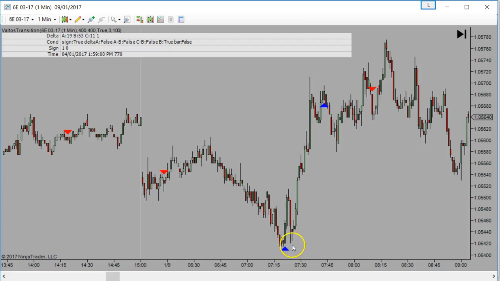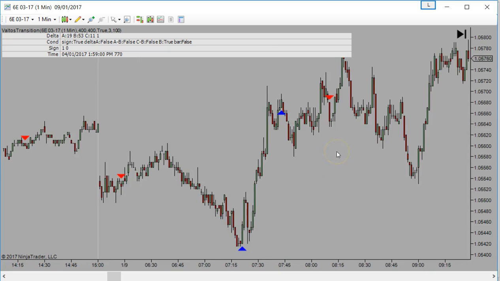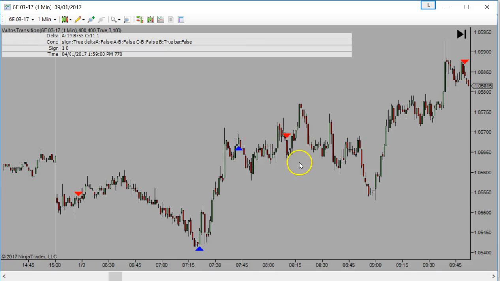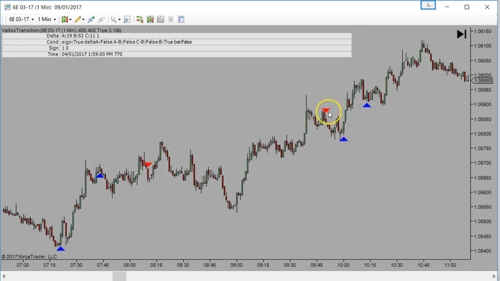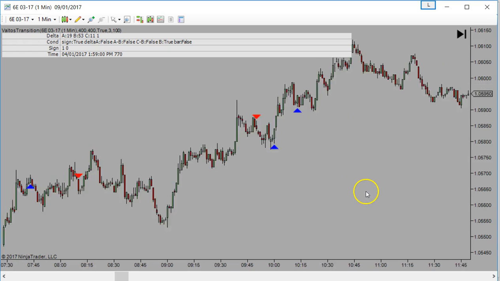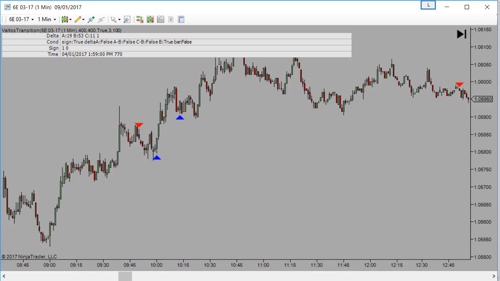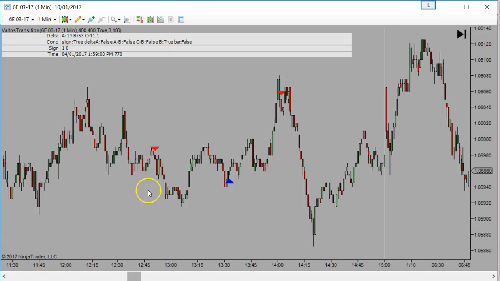This one didn't work out. Then here's a nice one, it went up, then came back down, and then went back up. This one's a bit choppy. This one failed. This one failed. A little bit later, a nice little winner here, another long signal there. Nice sell there, buy here. Again, this is iffy. If I'd be looking to take it, it's right around the 2 o'clock close.